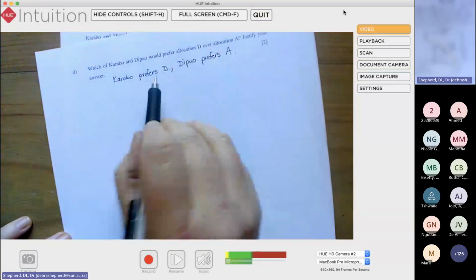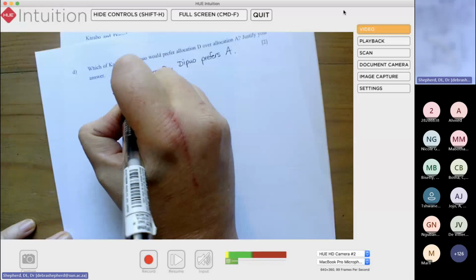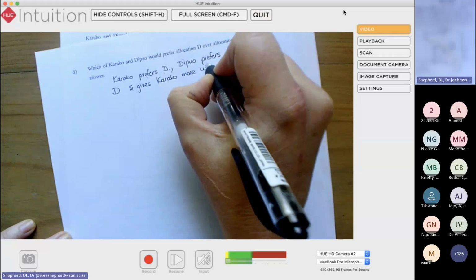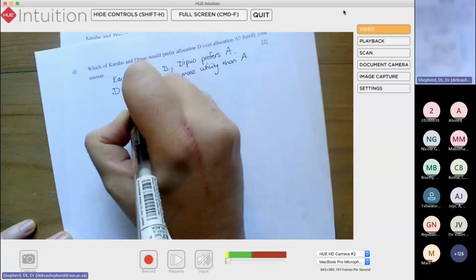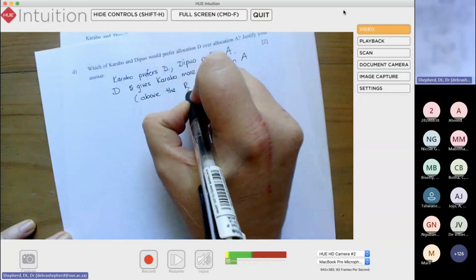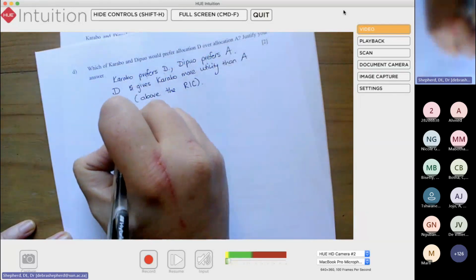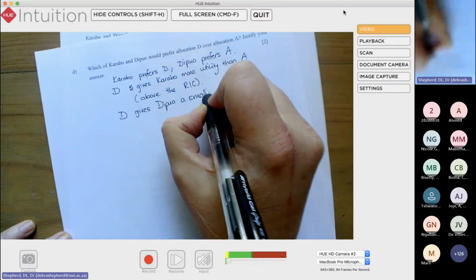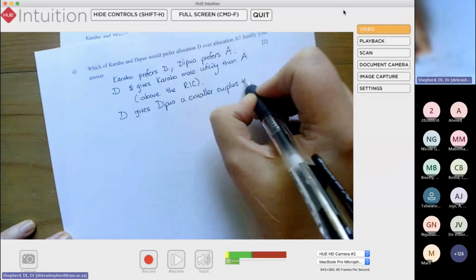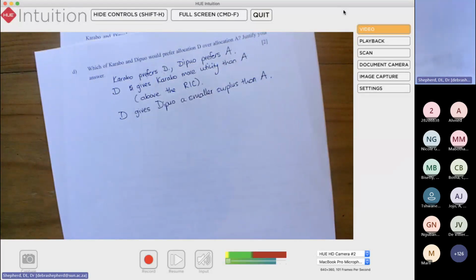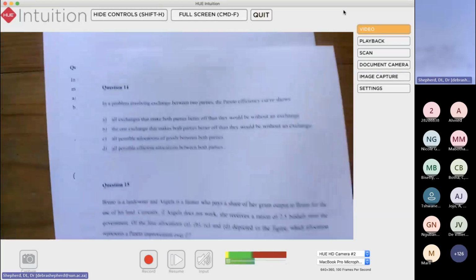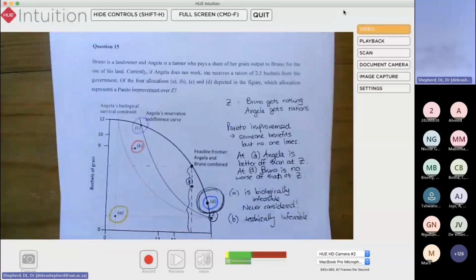And the reason, so it says justify your answer. So D gives Karabo more utility than A because it is above the RIC, and D gives Dipuyo a smaller surplus than A. Okay, so there's the justification for that answer. So now I want to go back to question 10 and 14. I'm going to use this picture over here to explain it.